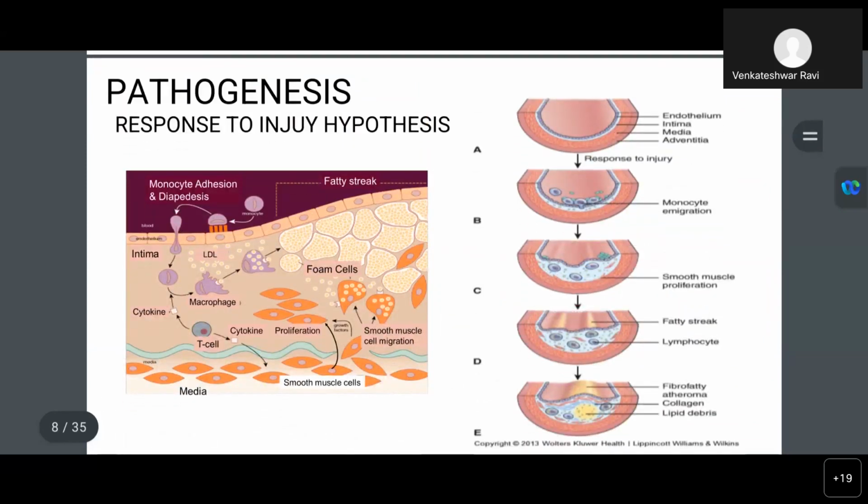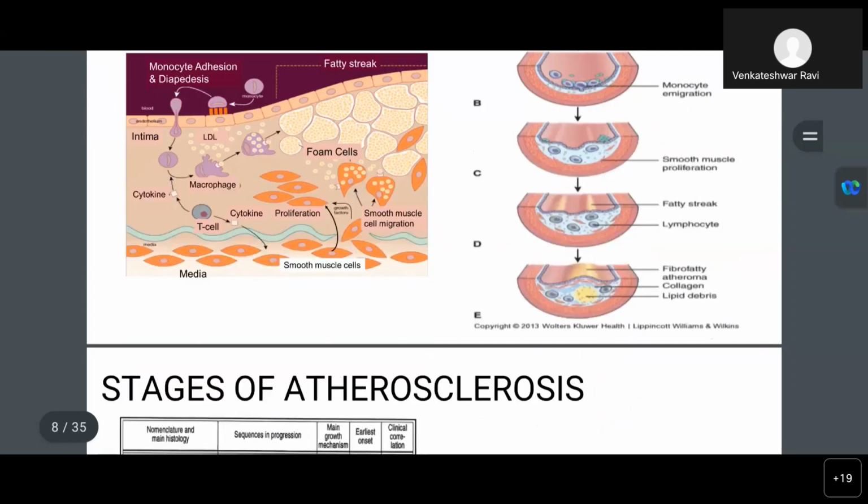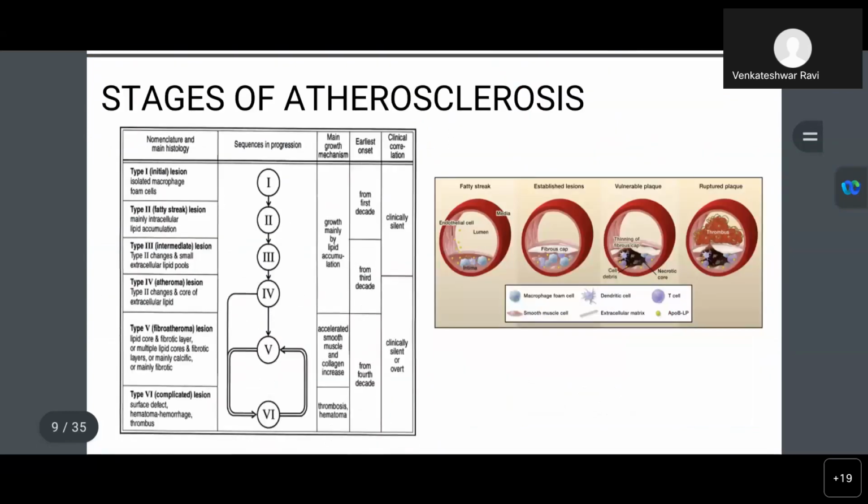Then these macrophage foam cells further accumulate and stimulate further reactions, causing smooth muscle migration and formation of atheromas and fibrofatty atheromas. So the stages of atherosclerosis include 6 stages.